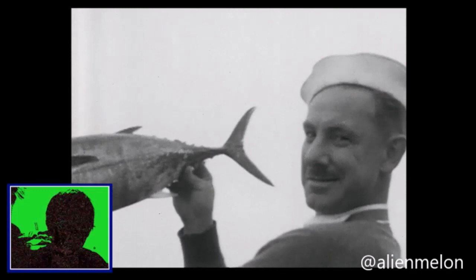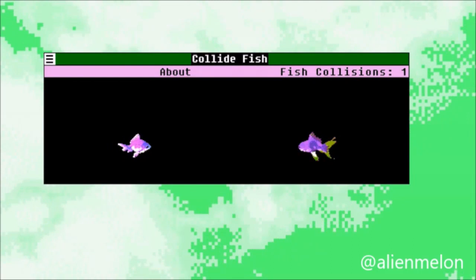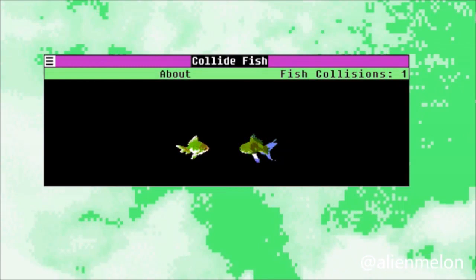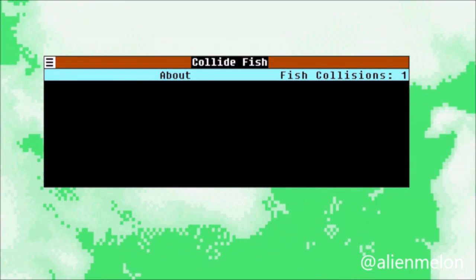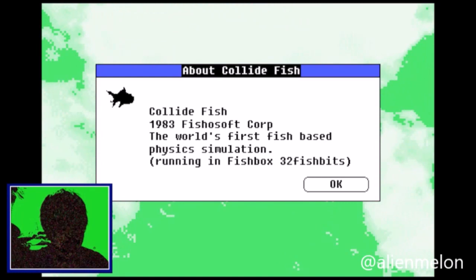Initiating Collide Fish. Fish collision successful. Collide Fish, 1983, Fishsoft Corp., the world's first fish-based physics simulation, running in Fishbox 32 fish bits.